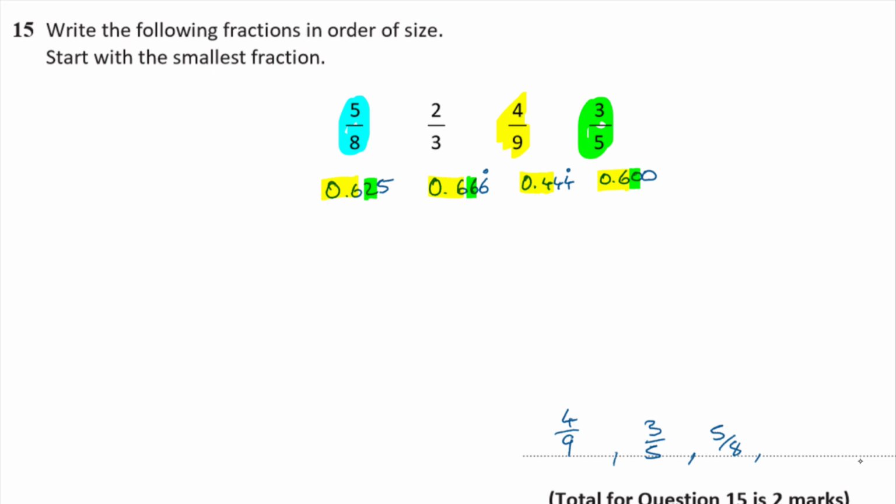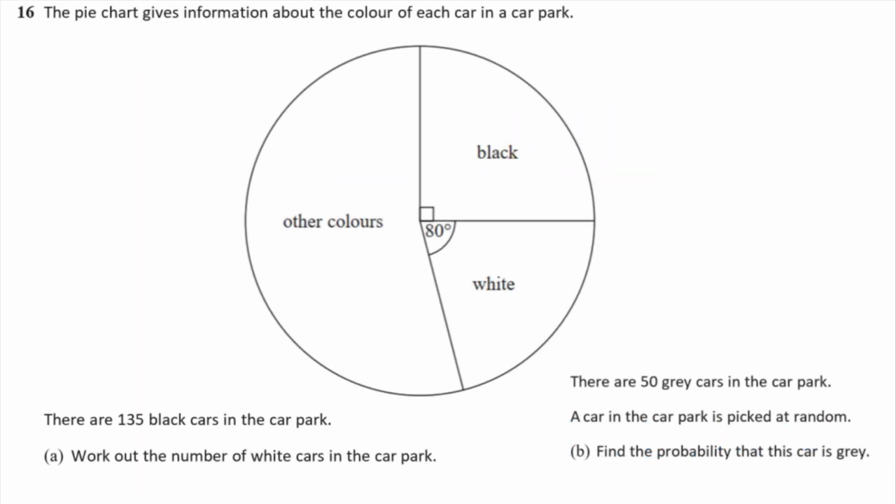And then finally the 2/3 is the biggest one. Okay. Question 16. The pie chart gives information about the color of each car in the car park. So you can see the most common color is black. There's a right angle in there, so that's like 90 degrees, isn't it, that one? And then white is 80 degrees, and other colors is the rest.